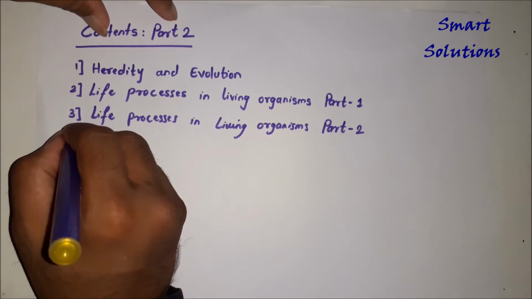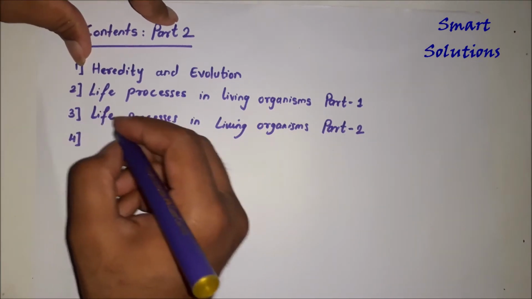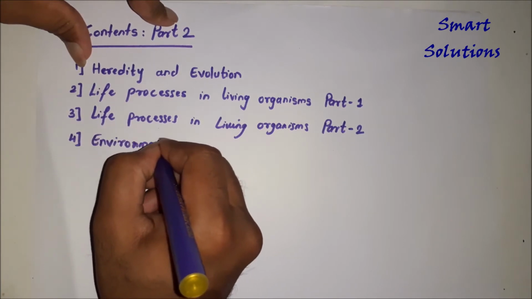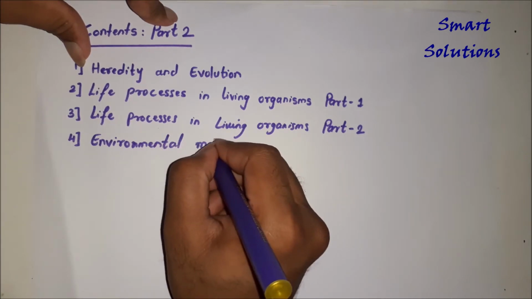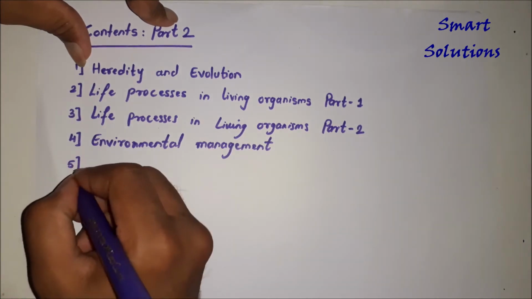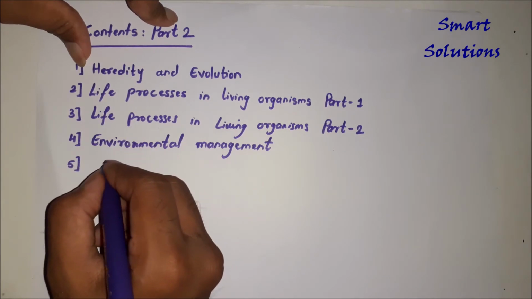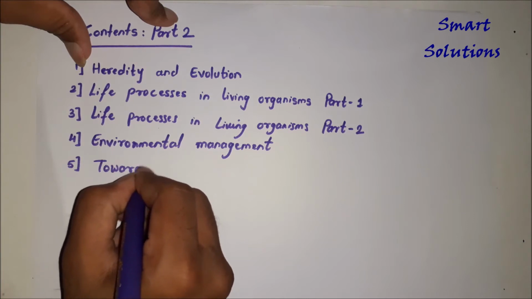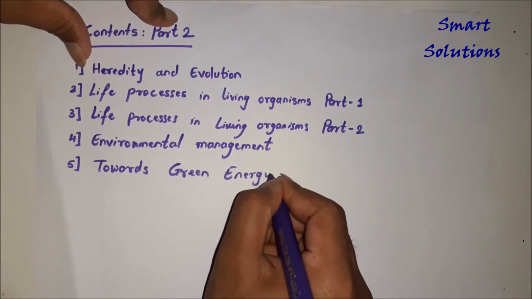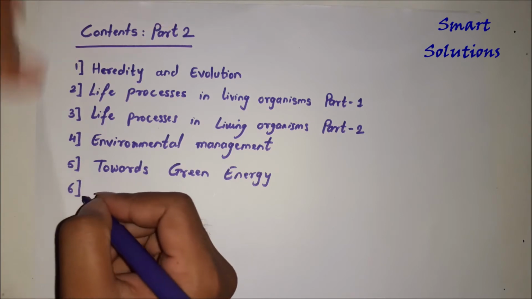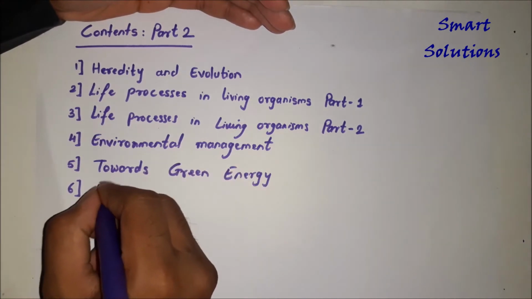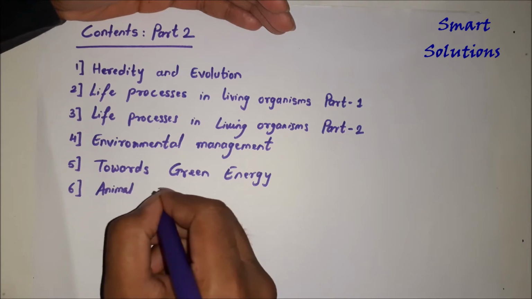The next, that is fourth chapter we have, is of environmental management. The next chapter, that is chapter number 5, is towards green energy. The next sixth chapter is animal classification.